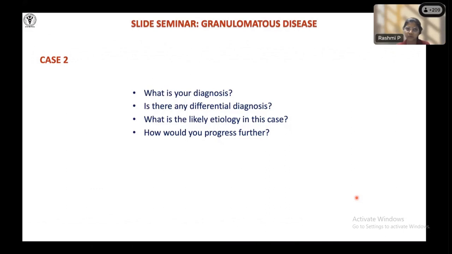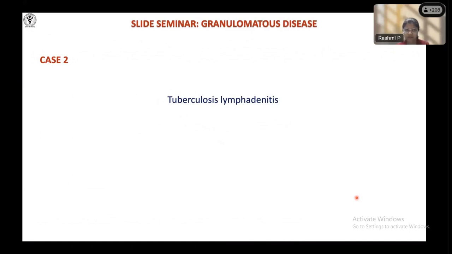It could be because of fungal infection. Etiology tuberculosis. Anything you would like to do? Yes, Ziehl-Neelsen staining for the acid fast bacilli. Okay, so you think it's tuberculosis. It is negative. So what do you think it is? Anything, Rashmi? Gene Xpert. PCR can be done too.